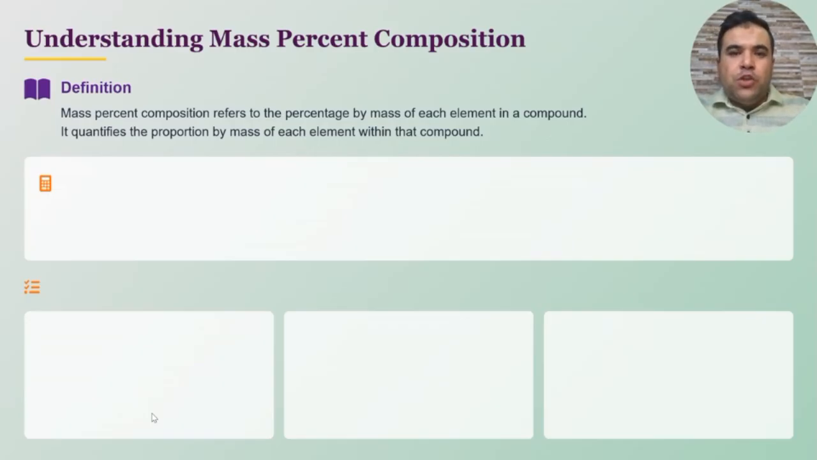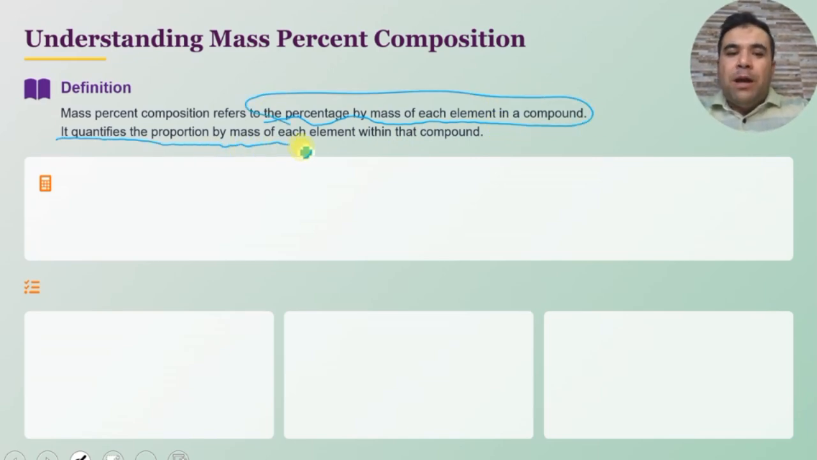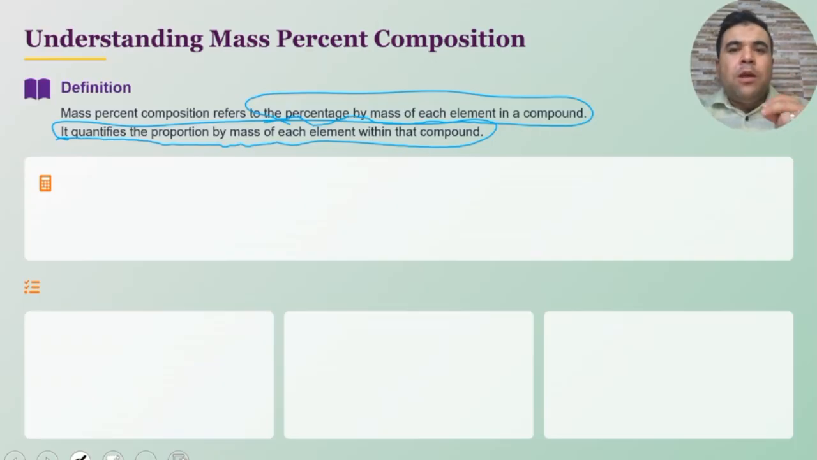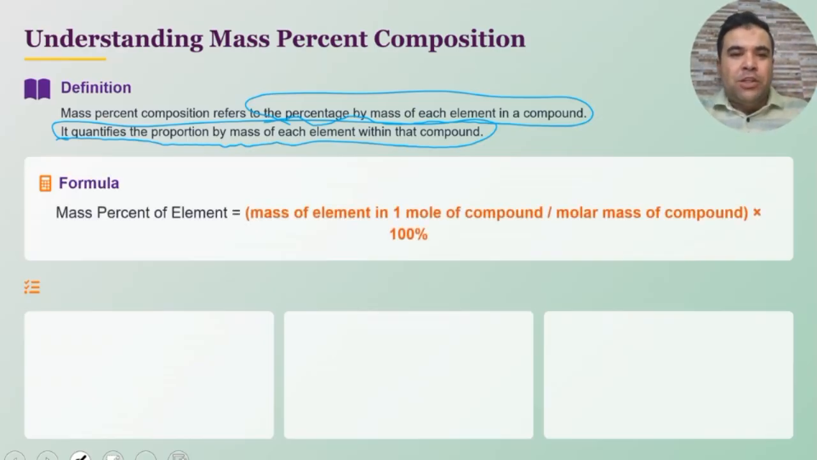The mass percent composition talks about how to find the percentage by mass of an element in a compound. It quantifies the proportion by mass of each element within the compound, guys. You know that in chemistry, a compound is made up of two or more elements, and those elements exist in different proportions in a compound. To know in which proportion each element individually exists in a compound, we will be using this formula to calculate the percentage composition of individual elements.